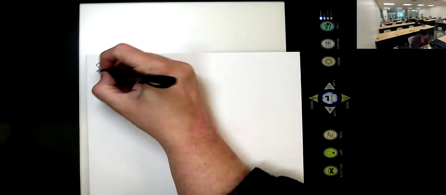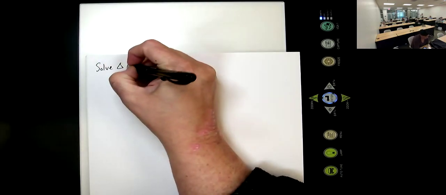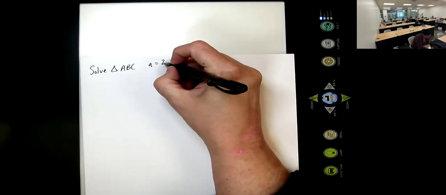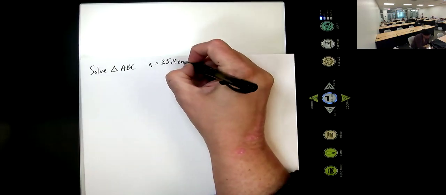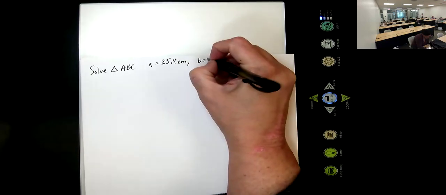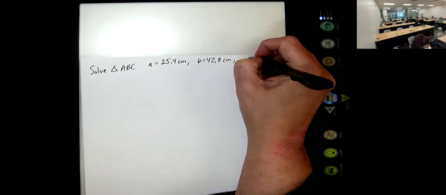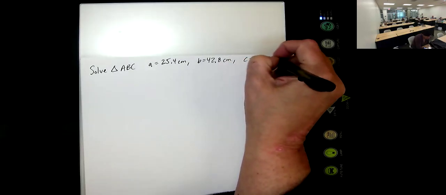Alright. Example. Everyone should have had time to write that down. Let's go with solve ABC. A is 25.4 centimeters. B is 42.8 centimeters. C is 59.3 centimeters.